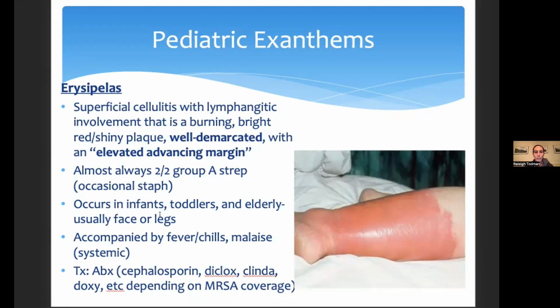This is usually due to group A strep. This is seen in extremes of age, usually on the legs, sometimes on the face. And you can have fevers, chills, some systemic symptoms that go along with it. And for the treatment, antibiotics can be dicloxacillin, cephalosporins, Clinda, doxy, depending on whether or not you want MRSA coverage.